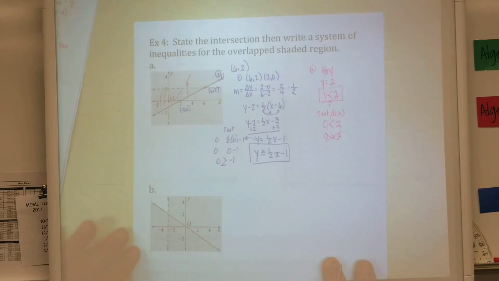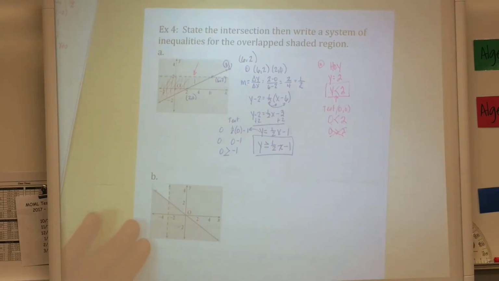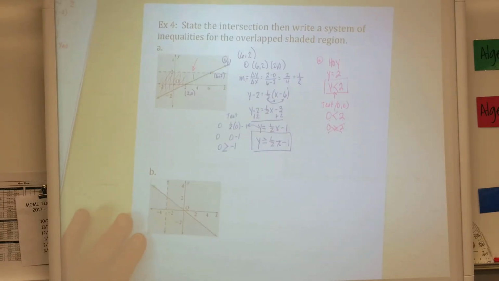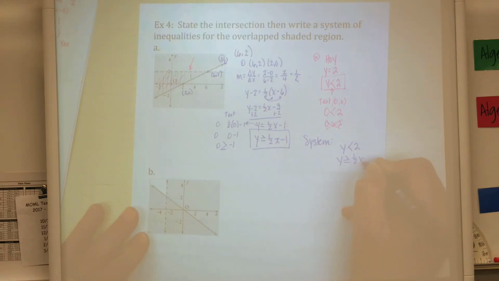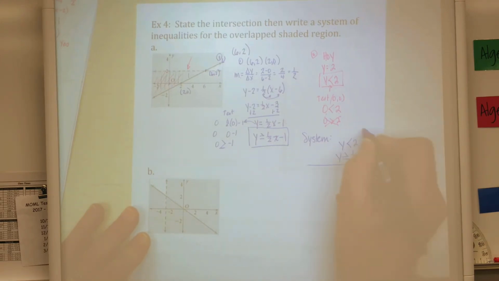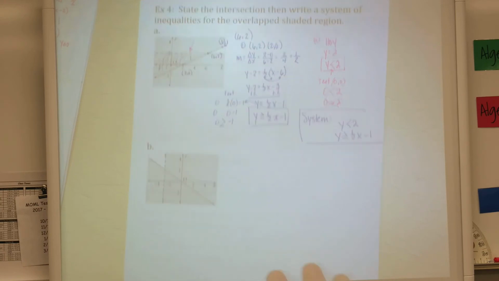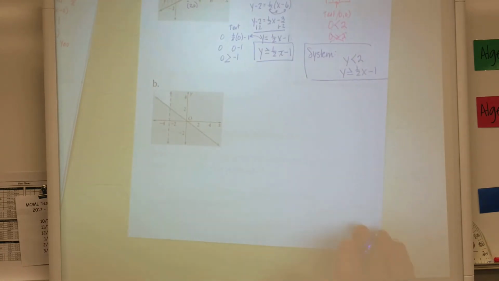It's kind of working it backwards, which is kind of bizarre. All right? And so we wrote a system of inequalities. Our system, if you wanted to write it all together, is y is less than 2, and y is greater than or equal to 1/2 x minus 1. Okay, this is working it backwards. So let's look at the next one.